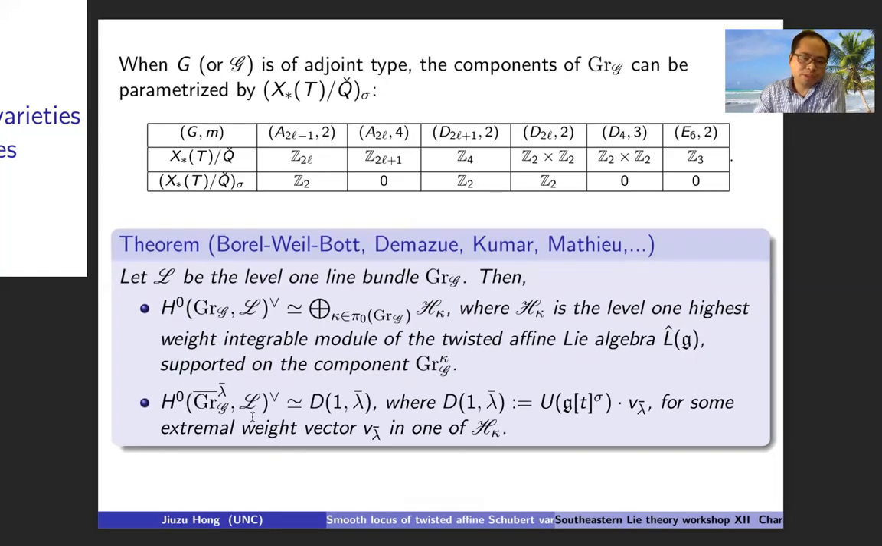And if you take global sections of this line bundle on the twisted affine Schubert variety, then you will recover a Demazure module over the twisted current algebra G[t] sigma. So this is the twisted current algebra. If we take the enveloping algebra, then the twisted Demazure module will be realized as the cyclic module of this enveloping algebra of the twisted current algebra generated by v lambda bar. So this v lambda bar will be a certain extremal weight vector in one of these highest weight integrable modules.